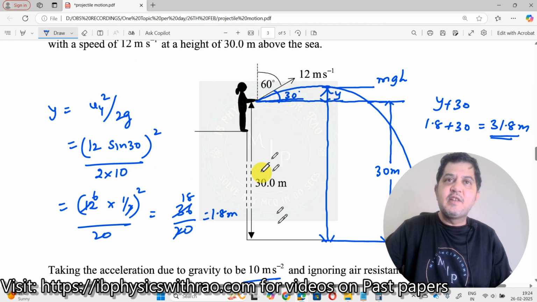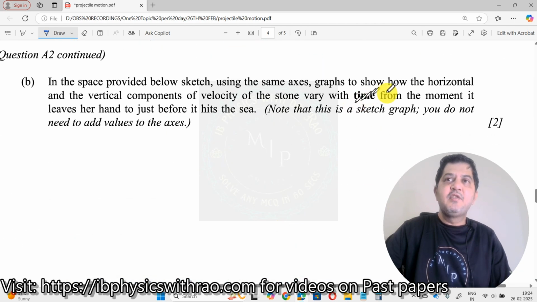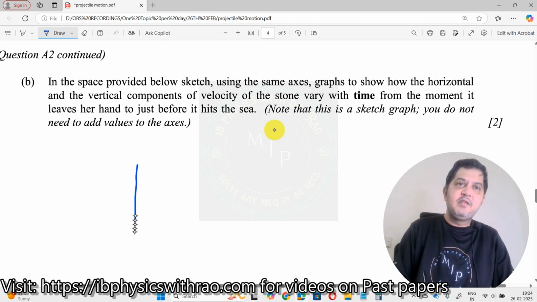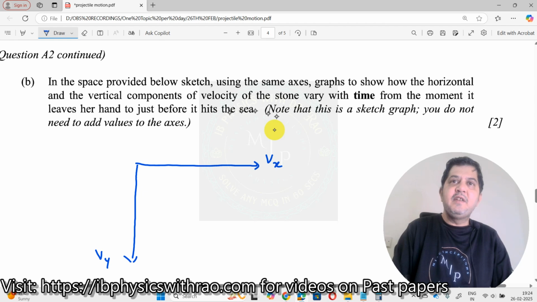Is there an axis? Okay, there's an axis over here. So what is this along? This is the y-axis. This is the velocity over here. Okay. Now what is being asked? Show how the horizontal and vertical components of the velocity of the stone vary with time. This is your y-axis. This is my x-axis. I'll plot like this: vy and vx, the vertical components of velocity of stone varying with time. How does it vary with time?